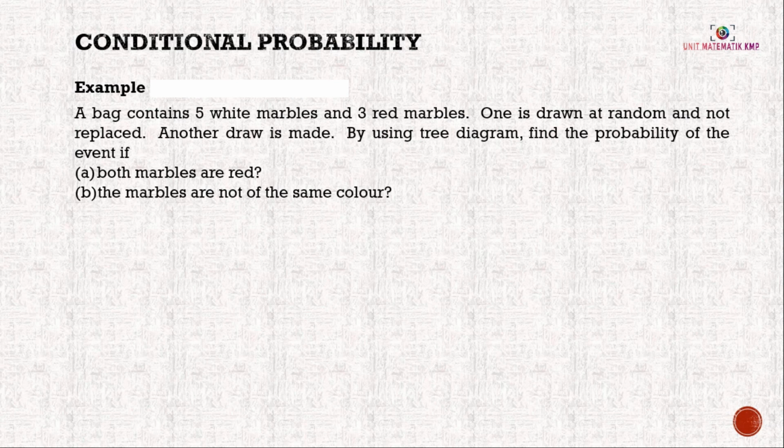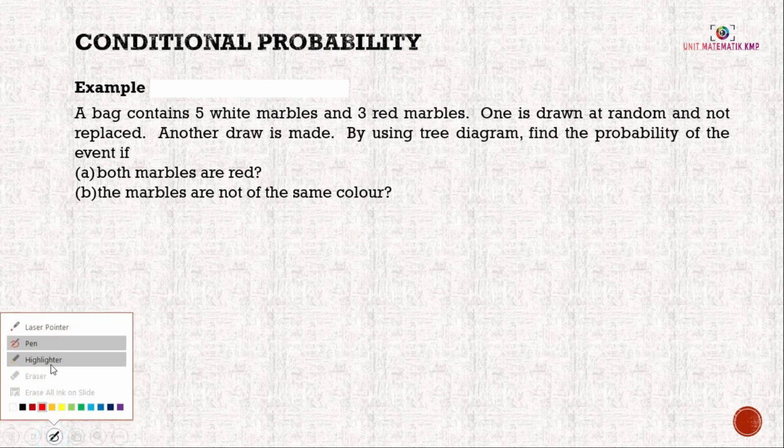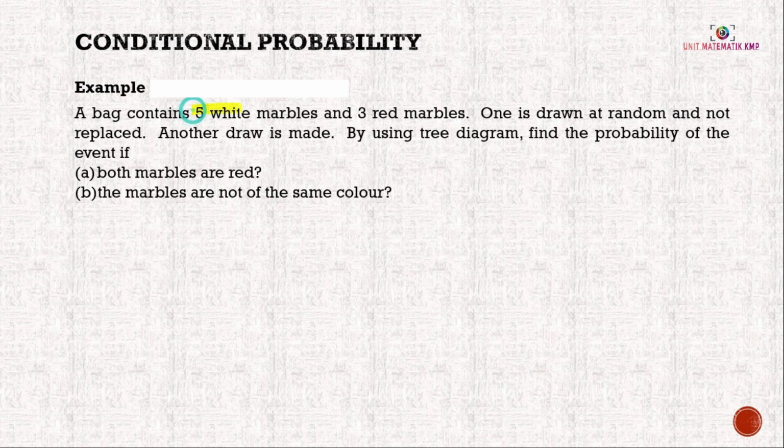So we will do example 3 so that we can understand tree diagram better. A bag contains 5 white marbles and 3 red marbles. One is drawn at random and not replaced.